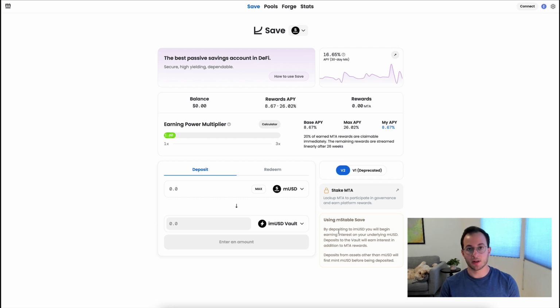I will, of course, link all their docs below to information that you should really go over before depositing. The same goes for any protocol. Now, if you do have questions, again, check out the Discord, which is linked below.